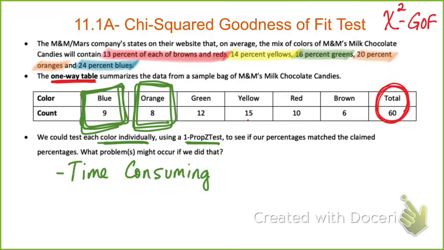The other problem is what if the blues turn out to be correctly distributed, the oranges turn out to be correctly distributed, the greens are wrong, the yellows are wrong, the reds are good, and the browns are wrong? Then is the distribution overall correct, or is the distribution overall wrong? So we would have conflicting information. We would have conflicting results. Some of them would be correct, some of them would be wrong, and we would have a conflicting result. So that would be a problem.